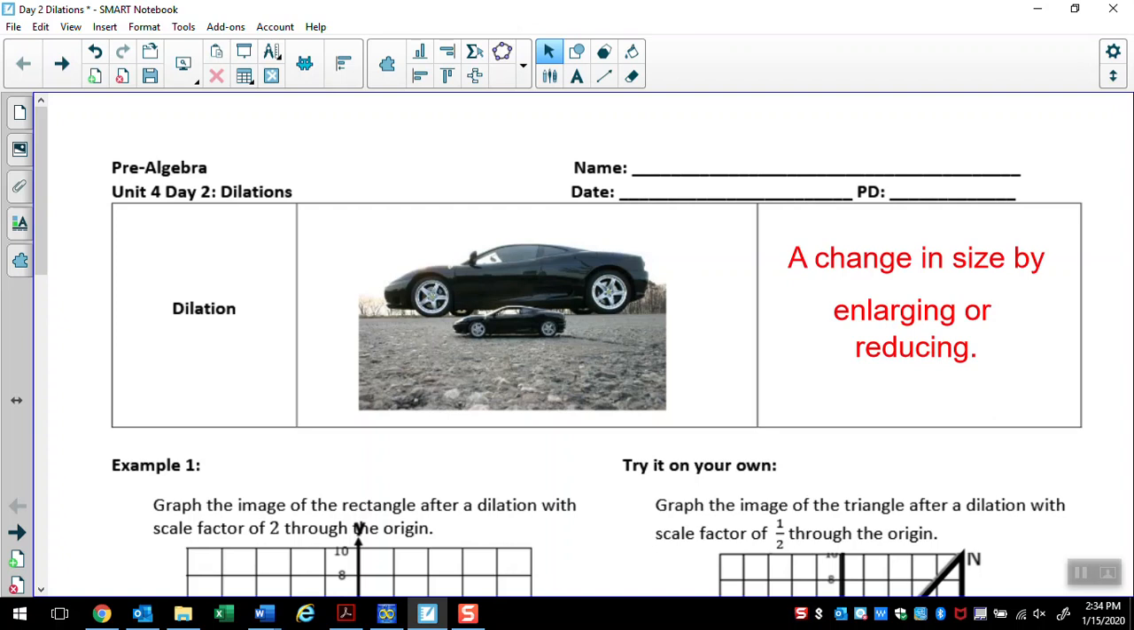Dilation is a change in size by enlarging or reducing something. So if we look at this picture here, we have a toy version versus the real version. A lot of times when they build a new car, they take a model version and then they enlarge it so it looks exactly the same. That would be considered a dilation.